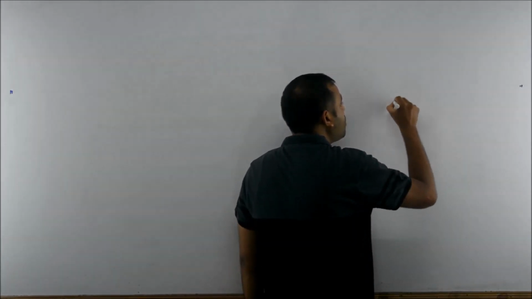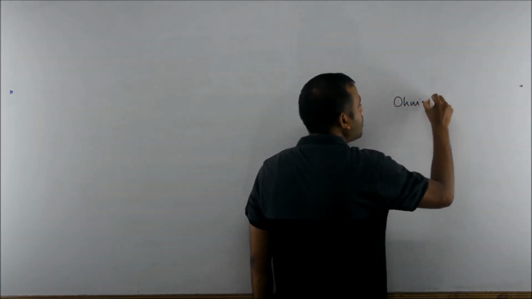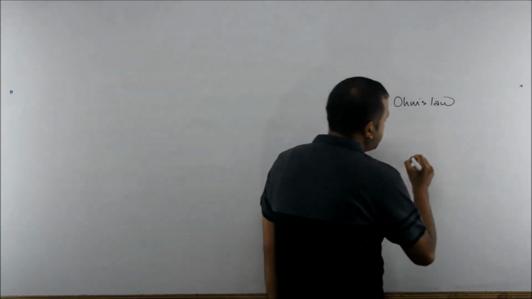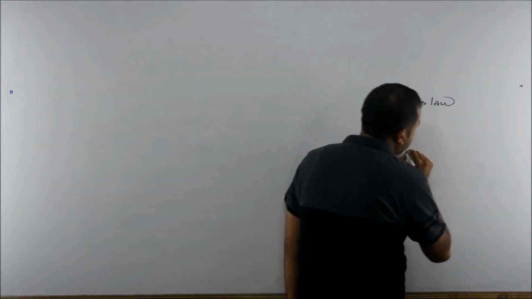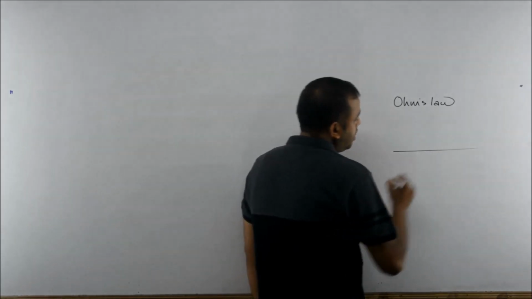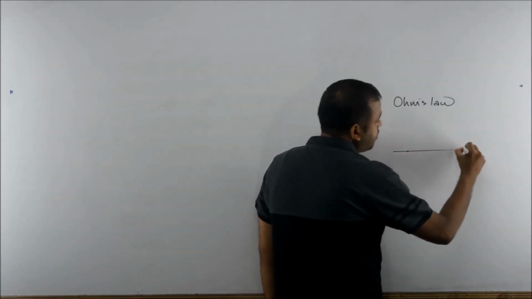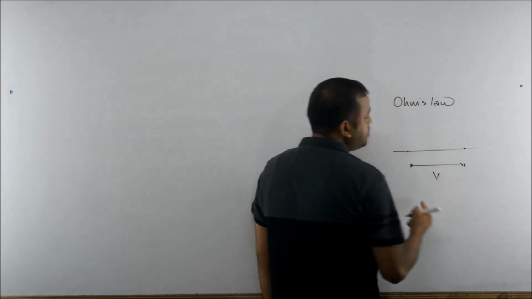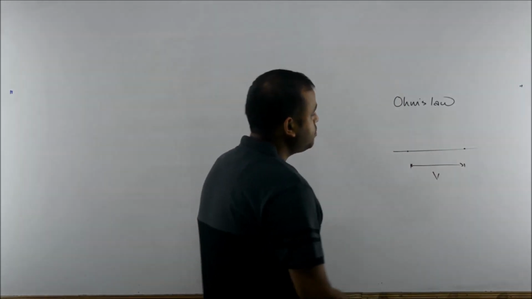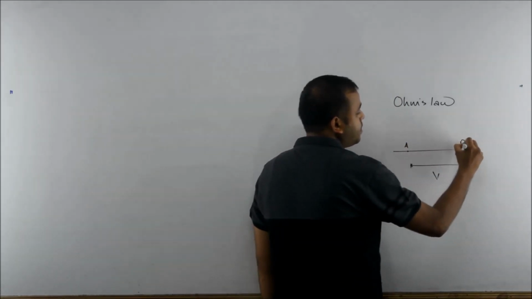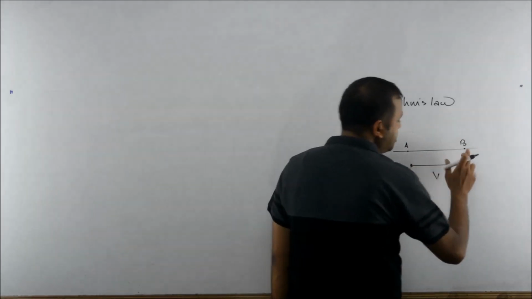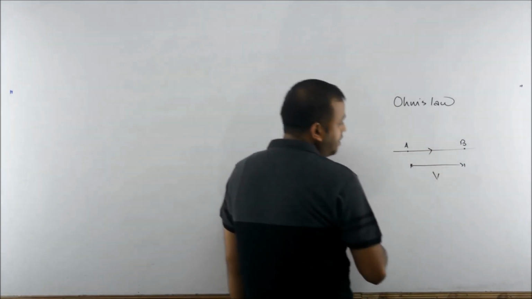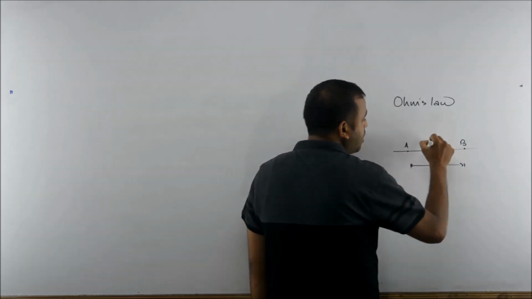So briefly I will see what is Ohm's law. Students, we know that, for example, this is a conductor, and V is the potential difference between these 2 points. Say these 2 points are A and B. So V is the potential difference between A and B. Because of this potential difference, current will start flowing. So let I be the current.